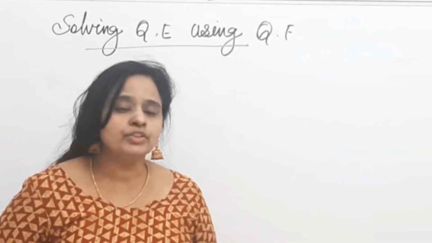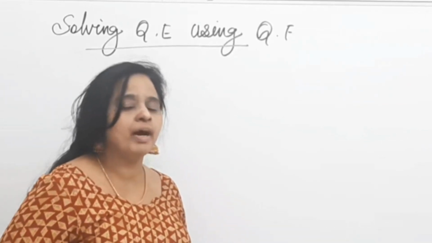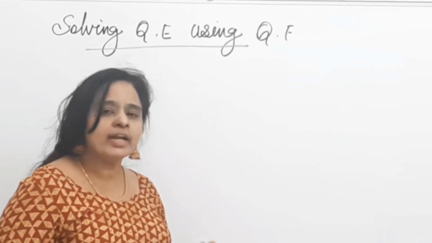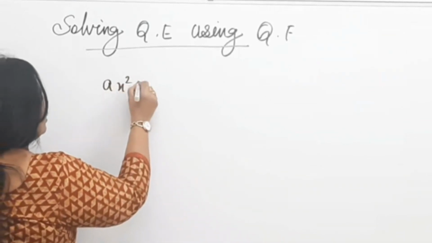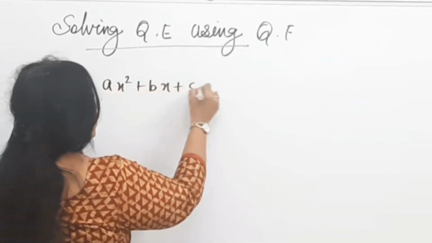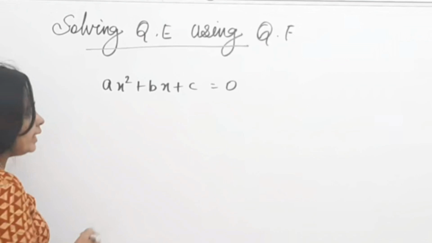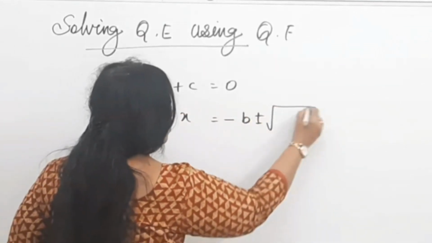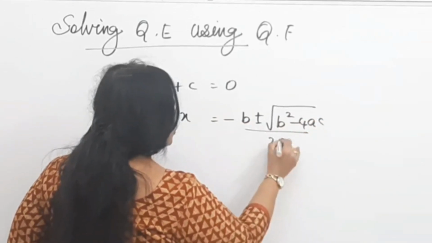Children, now we move on to the next subtitle, solving the quadratic equation by using the quadratic formula. So now the quadratic equation, you know the standard form is ax square plus bx plus c equal to 0. Now the quadratic formula to find x is equal to minus b plus or minus square root of b square minus 4ac divided by 2a.